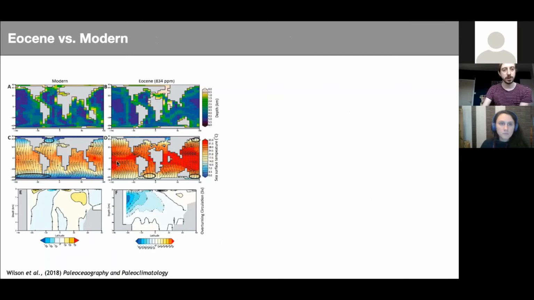Temperature-wise, the surface ocean is much warmer because we have higher CO2, particularly at the poles. And the deep water formation is in different locations. In terms of the ocean circulation, it's showing you the overturning circulation. I don't want to dwell too much on it, but really it's just showing us that the circulation is much more vigorous.